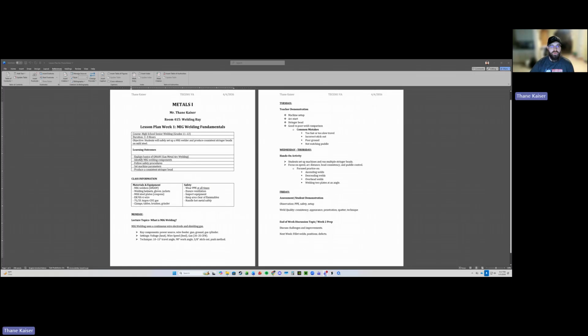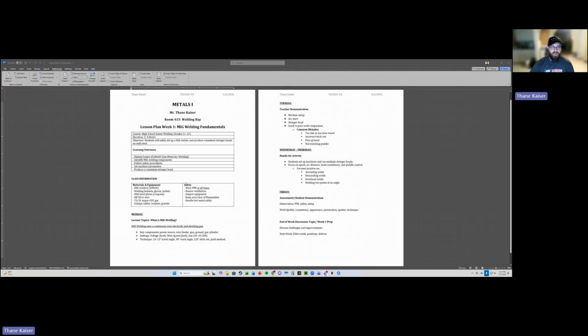The biggest of our learning outcomes is going to be explaining the basics of gas metal arc welding. What is it? What does it mean? This will also help us identify the MIG welding components that relate to those four parts of the acronym, making sure that we follow our safety procedures, setting up our machine parameters, and make sure that they can in fact produce a consistent stringer bead.